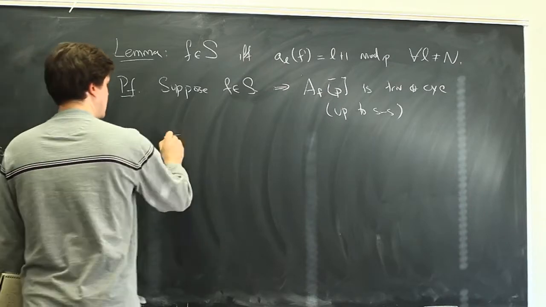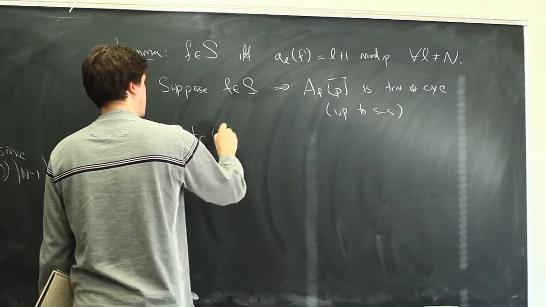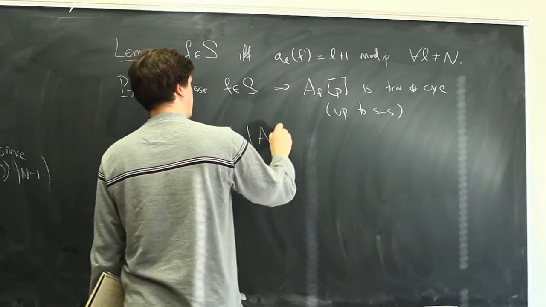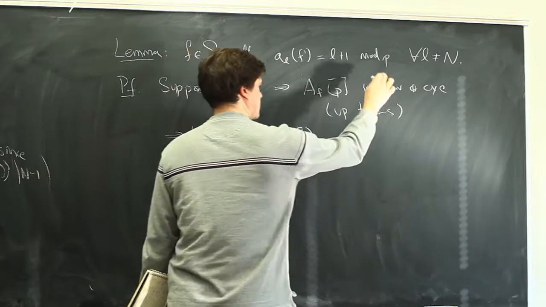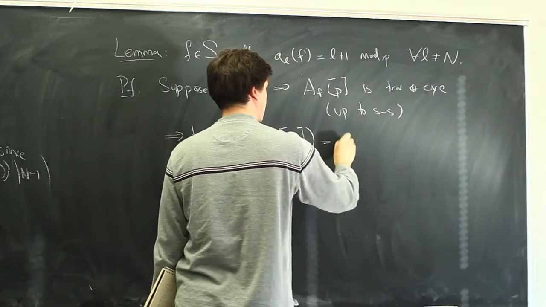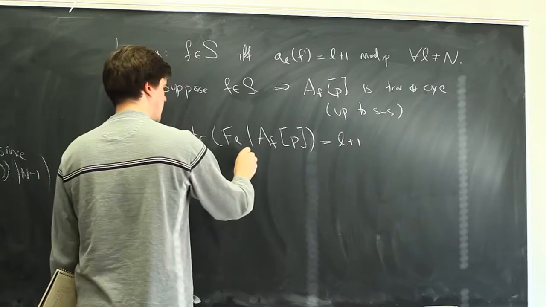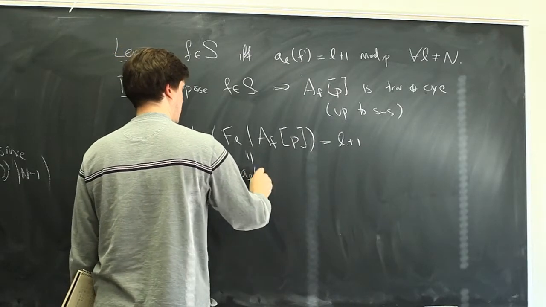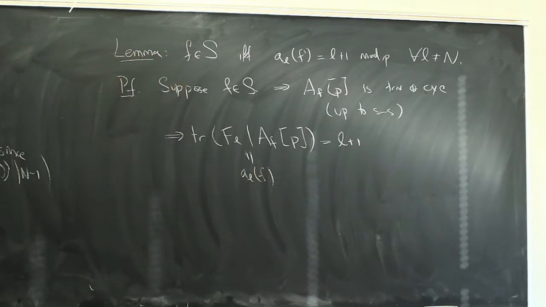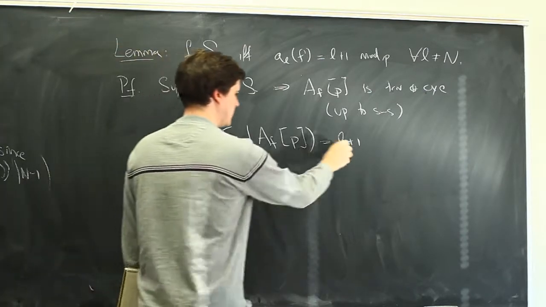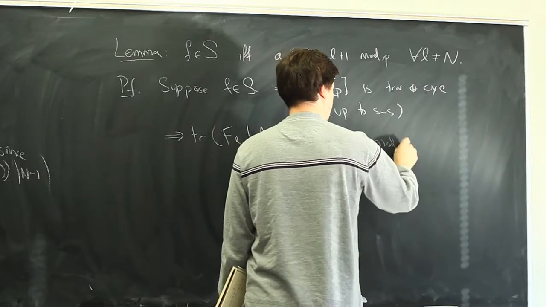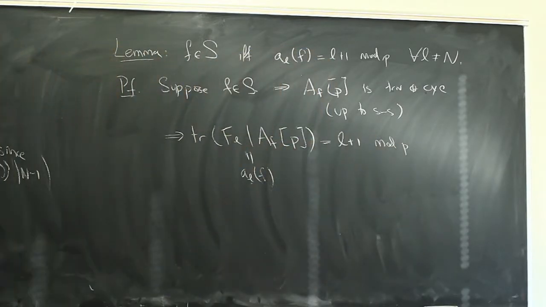And so that implies that the trace of Frobenius on AFP is just the trace of Frobenius here plus the trace of Frobenius there, which is L plus 1. But we know that this is equal to AL of F. That's what the Eichler-Shimura stuff gave us. And so this shows that this thing is equal to this mod P, right? Because all this is taking place in FP. And the converse is the same.